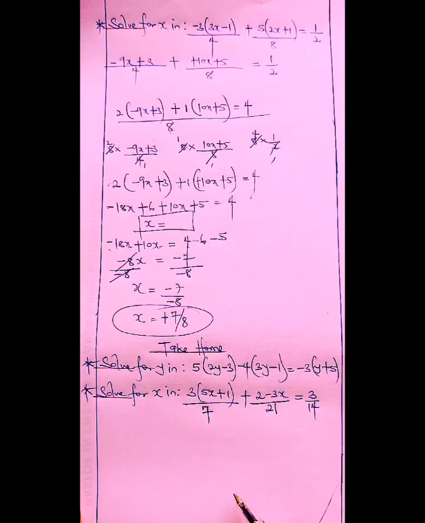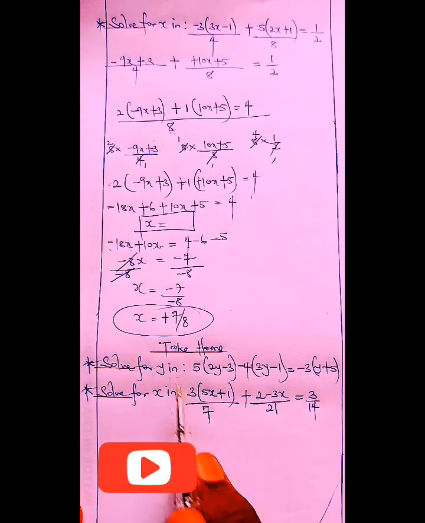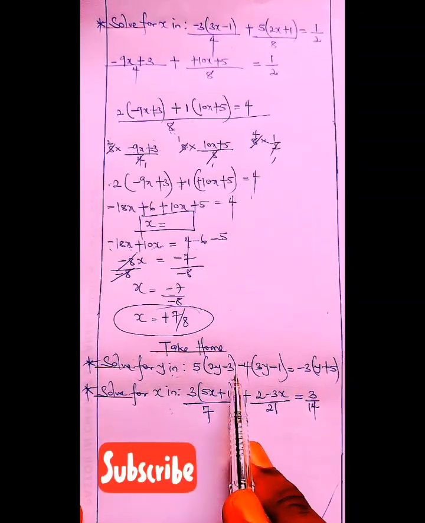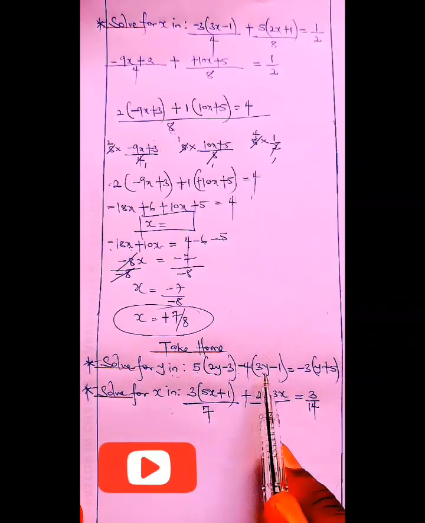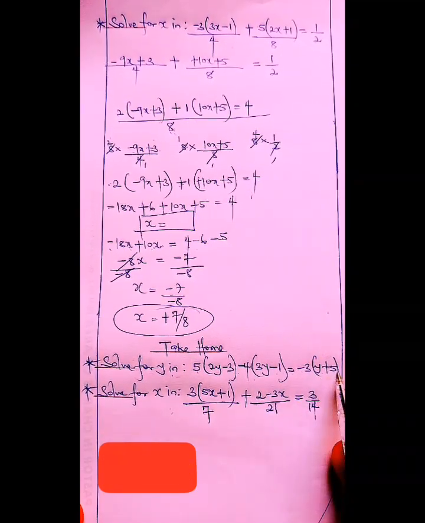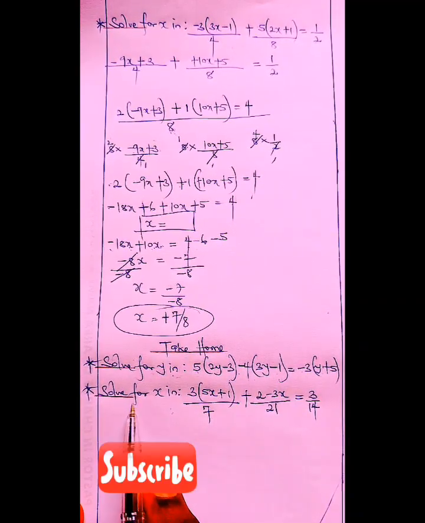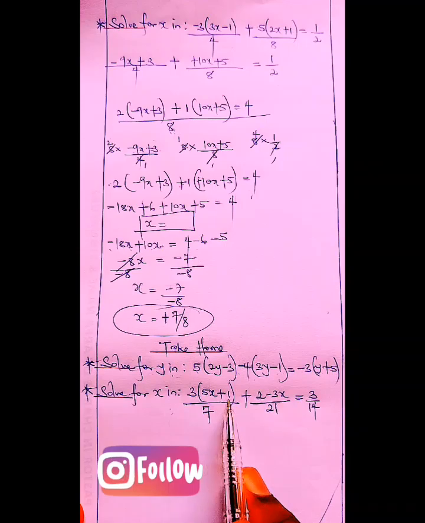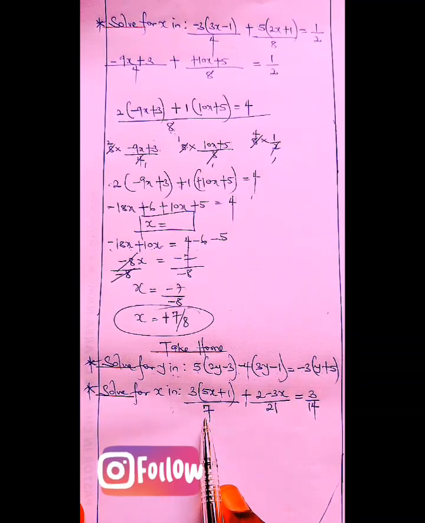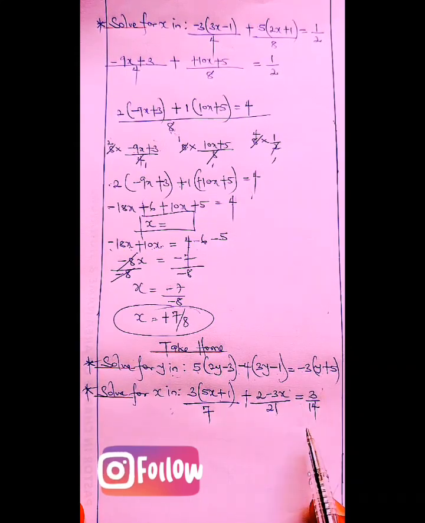As simple as that. Okay, guys, at this very point, it's time we got our set tested to see how much we've gotten from today's exposition. So we have two questions as take home today. First, solve for y in 5(2y - 3) - 4(3y - 1) = -3(y + 5). This is the first question. We are asked to get the value of y. The next is solve for x in 3(5x + 1)/7, this is a fraction, plus (2 - 3x)/21 equals 3/14.